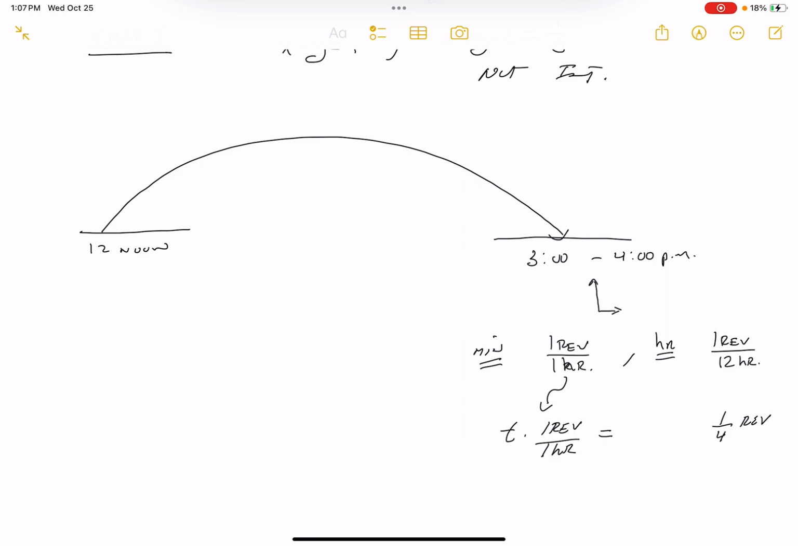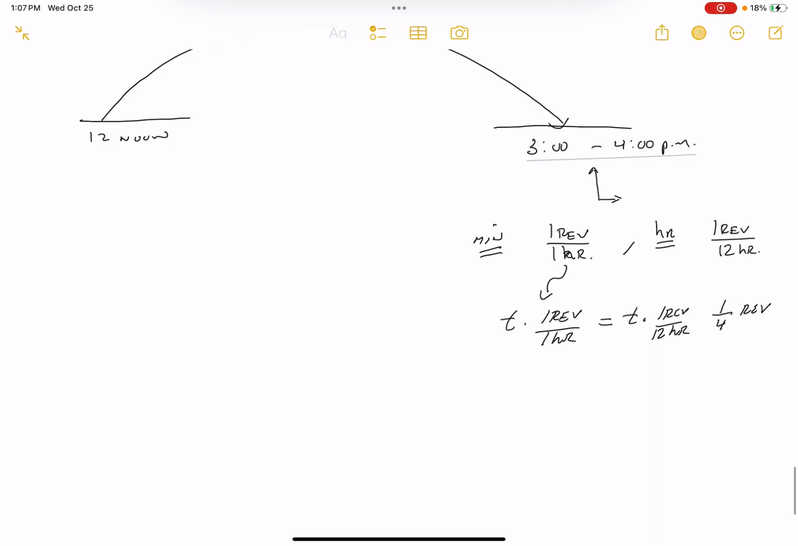But the hour hand still moves, right? And it's still given the time times 1 rev over 12 hours. All right, I'm going to get rid of all those units. T is an hour, so the hours would cancel out, and you can divide both sides by revolutions. So you'd actually get a pretty simple equation. You'd get T equals T over 12 plus 1/4. And again, T is in hours.